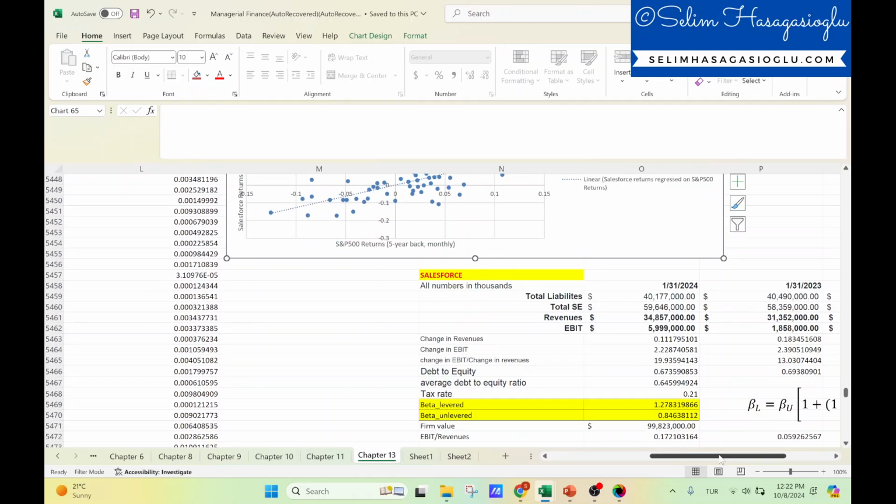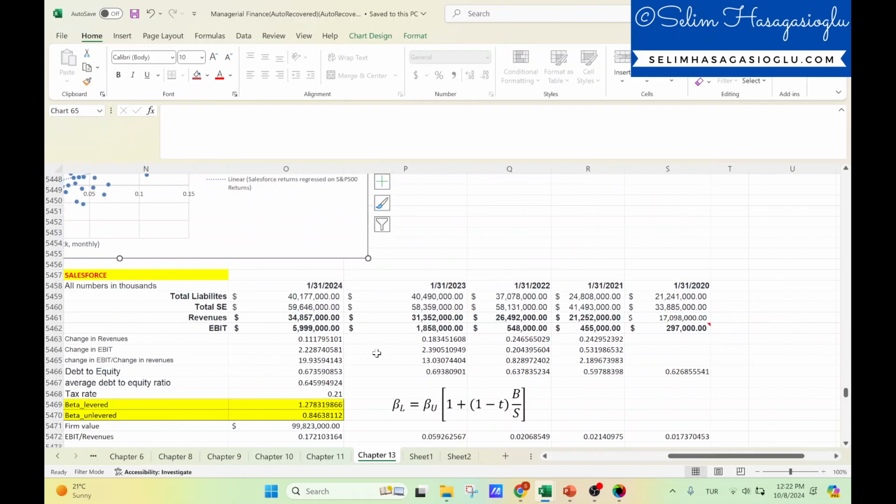And then, of course, this is a levered beta. We need to calculate the unlevered beta. So remember, we have total liabilities numbers and total stockholders' equity numbers. These were book values, and revenues and EBIT values will come from the company's income statement. Change in revenues, change in EBIT, and change in EBIT divided by change in revenues will give you an approximate estimation for the operating leverage of Salesforce.